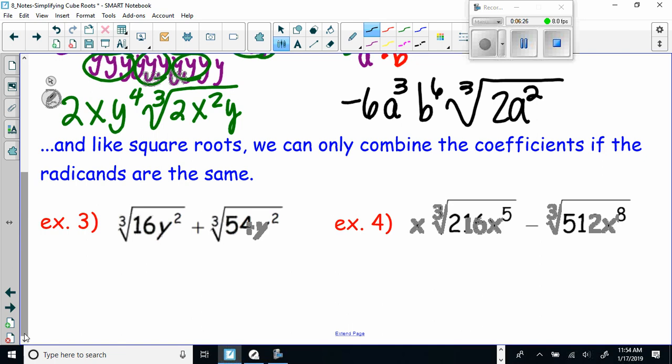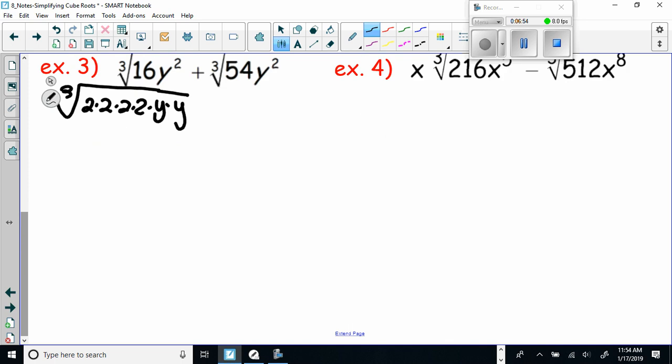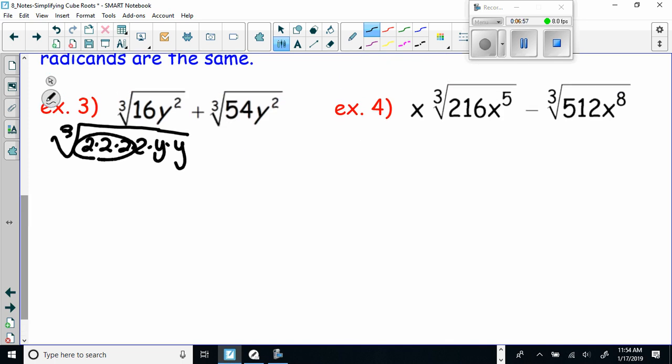Also, just like square roots, we get to combine them when we have like terms. Right off the bat, neither of these appear to be like terms, but can we simplify them to make them like terms? If I look at this first one, 16 is 2 times 2 times 2 times 2. I'm going to expand it for just a minute. Am I going to be able to pull out any y's? No, because I need 3 of a kind. But I can pull out a 2. So I end up with 2 cube roots of 2y squared. So that's what my first term simplifies to.